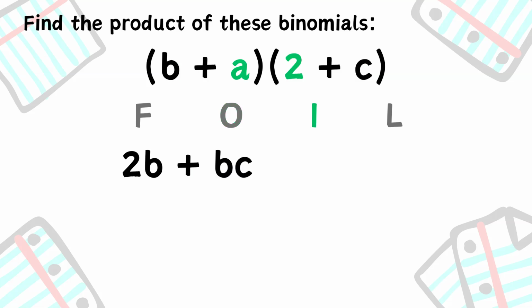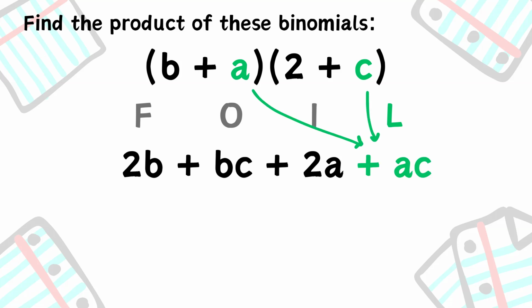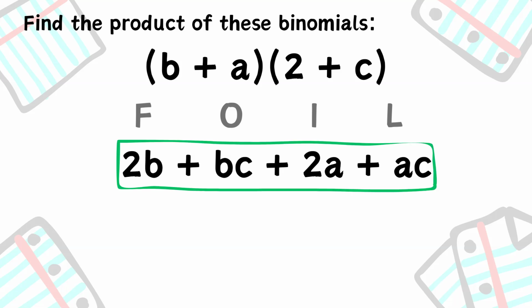That would be a and 2, which when multiplied together gives us 2a. And the last and final step of FOIL is to multiply the last terms. Here that would be a and c, so we get ac. We aren't able to simplify here by combining like terms, so this is the simplified expression. Great work. Let's try another one.